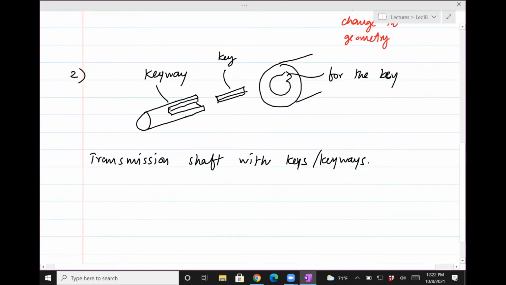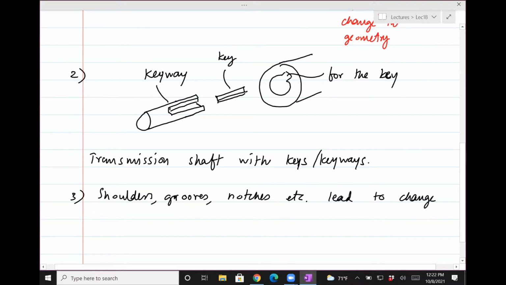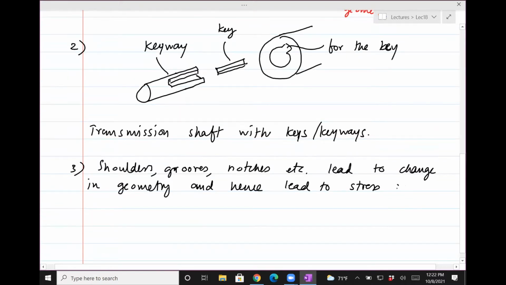Other things, as I said, are shoulders, grooves, notches, etc. All lead to a change in geometry, hence lead to stress concentration.